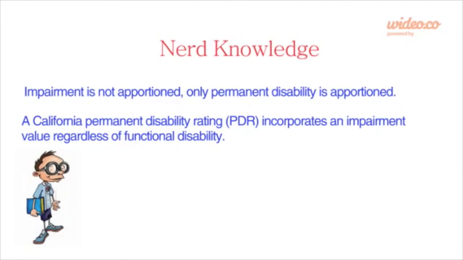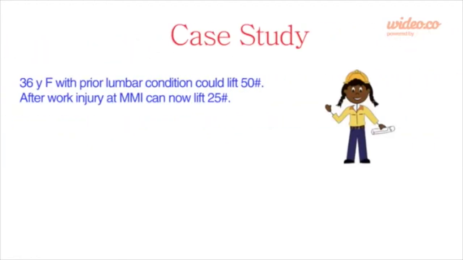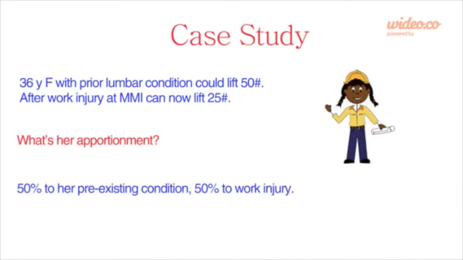Okay, for our case study, I'm going to throw you a softball, and actually we already went through this scenario, but here it is again. Let's see if you were listening. A 36-year-old female has a prior lumbar condition, and she had resultant permanent disability, couldn't lift more than 50 pounds. She gets hurt at work, receives treatment. Now at maximum medical improvement, she can only lift 25 pounds. Question: what is her apportionment? Answer: that's right. 50% is apportioned to her pre-existing non-industrial condition, and 50% is apportioned to the work injury.